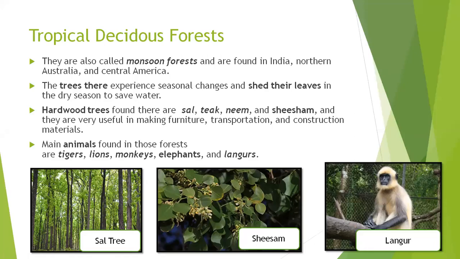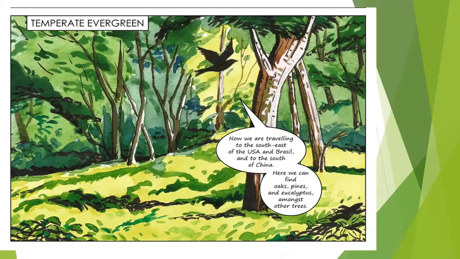Let's move to the next type of forest, that is the temperate evergreen forest. The crow has moved to the temperate evergreen forest. Now what he's saying is, we are traveling to the southeast of the USA and Brazil. The spelling of Brazil is wrong here. And to the south of China.